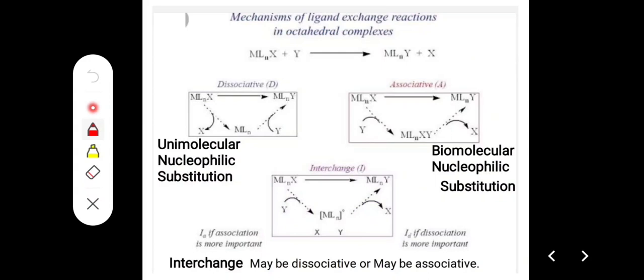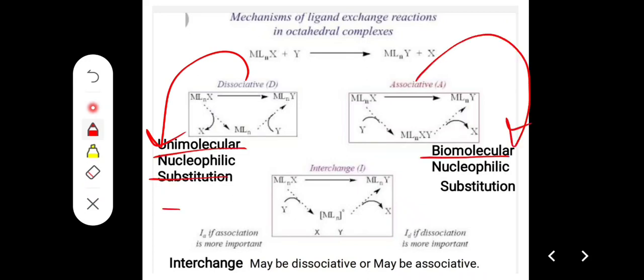And in dissociative, bond breaking is more important. First the leaving group leaves, and then after intermediate formation, the nucleophile attaches to it. So the rate depends only on the initial complex concentration. By this analogy, we can treat the dissociative mechanism as unimolecular nucleophilic substitution and the associative as bimolecular nucleophilic substitution.